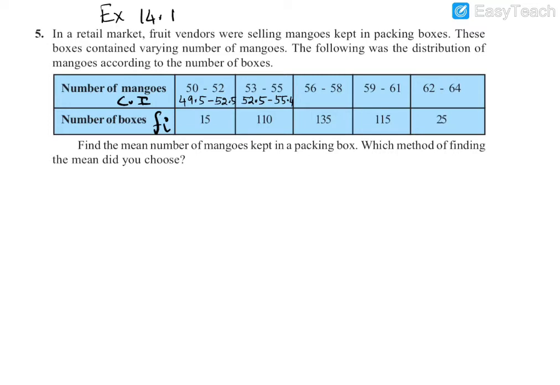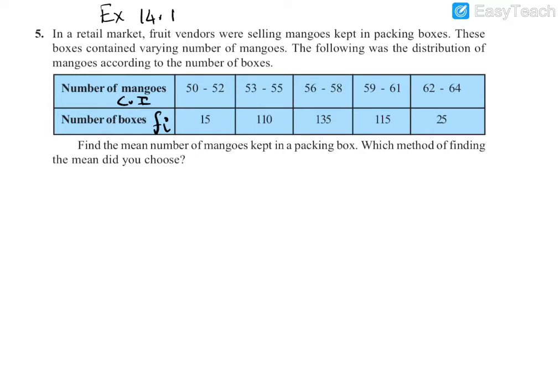However, what we need from these class intervals is the class mark. If you calculate the class mark for 50 to 52, your answer will be 51. And if you calculate for 49.5 to 52.5, still the class mark will be 51. You can calculate and check. So this implies that non-continuous class intervals will not affect the method of finding mean or the solution.